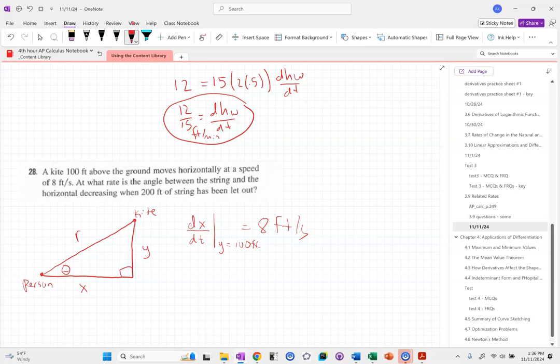Y is not constant though, right? It's just saying at that instant. At what rate is the angle between the string and the horizontal decreasing? So d theta/dt when r equals 200 equals what?